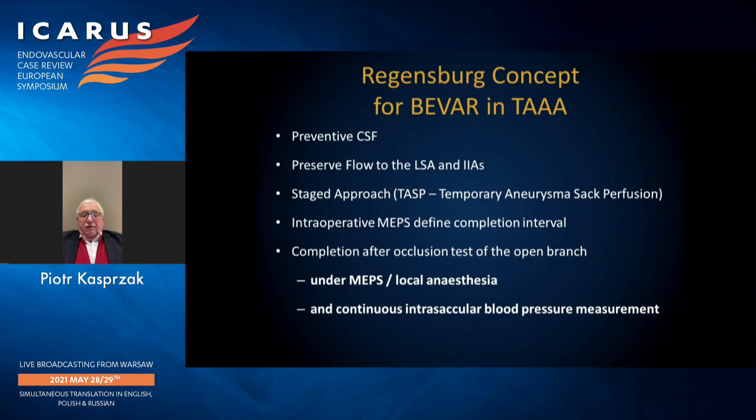So what we do for BEVARs in thoraco-abdominal aneurysm: prevent spinal drainage. We try to prevent flow to the left subclavian artery, a staged approach with temporary aneurysm sac perfusion, and intraoperative MAPS, which define the completion interval, and the completion either in local anesthesia or under MAPS.